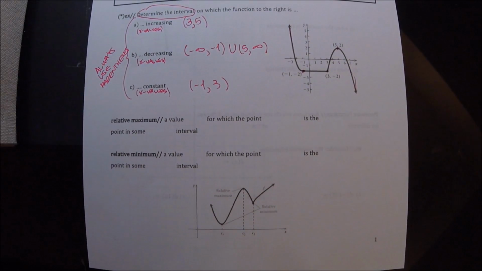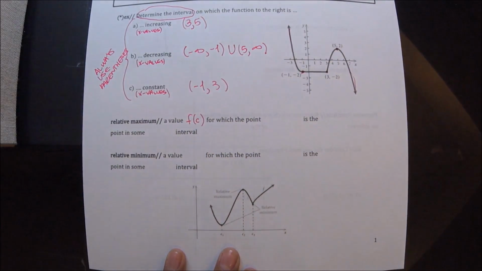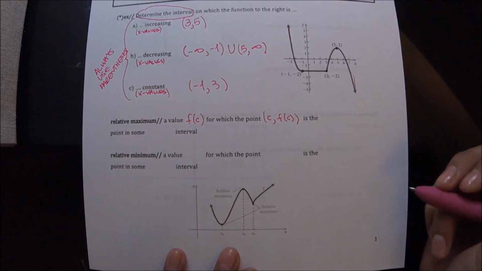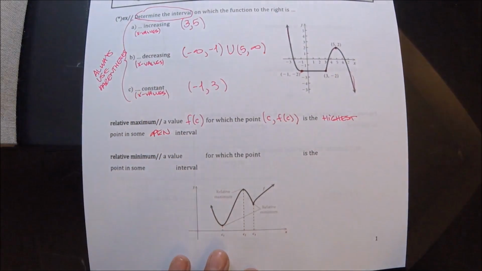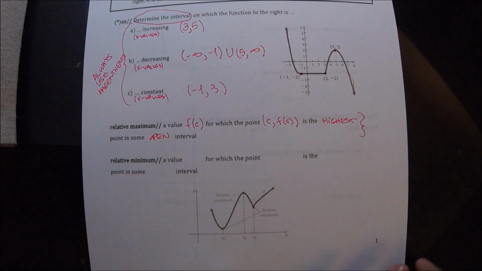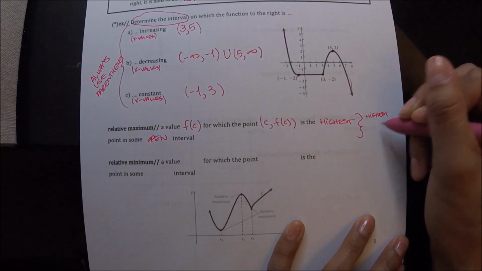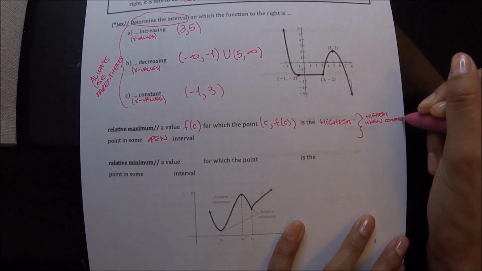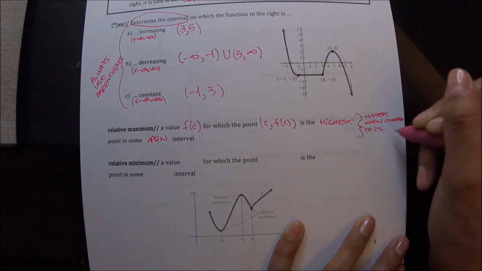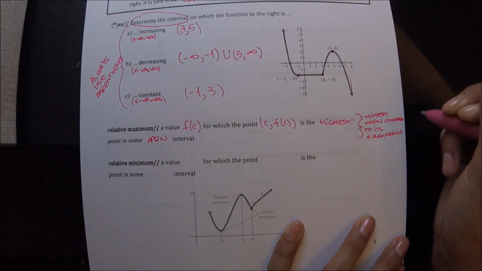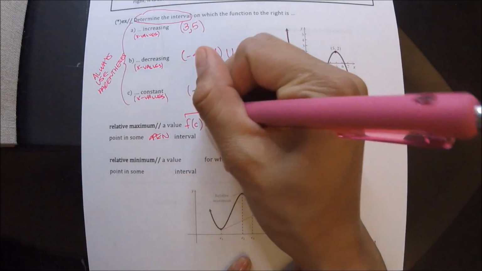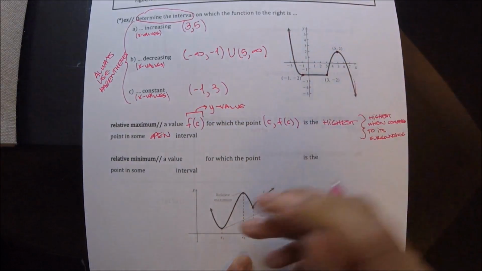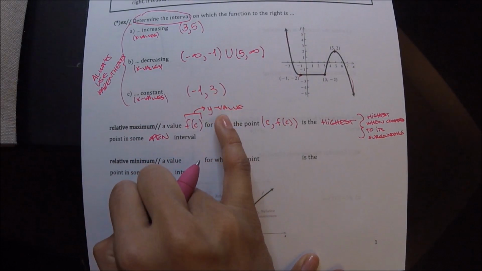Now let's go on to relative max and relative min. The relative maximum is a value f of c for which the point c, f of c is the highest point in some open interval. And what that's really saying is it's the highest point when compared to its surroundings, whatever's to the left and right of it. And notice that we're saying that the max is this value, f of c, and so we know that this is the y value.